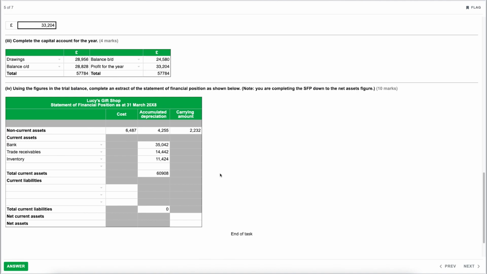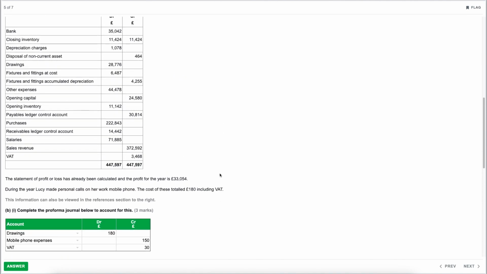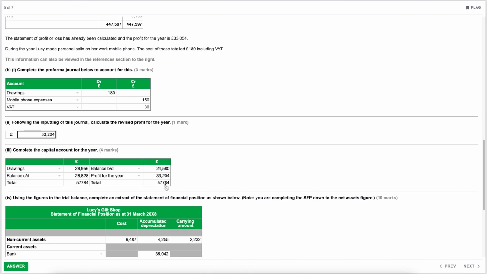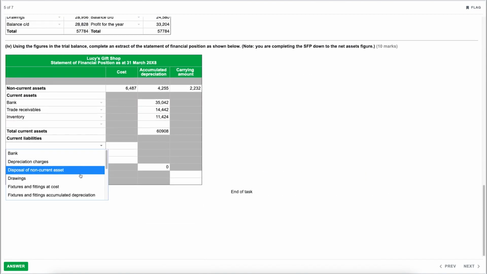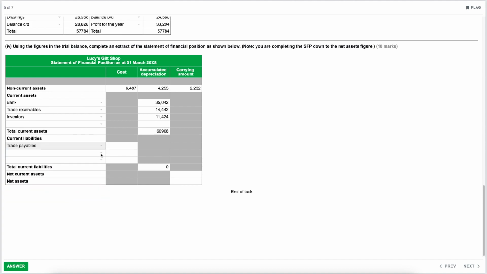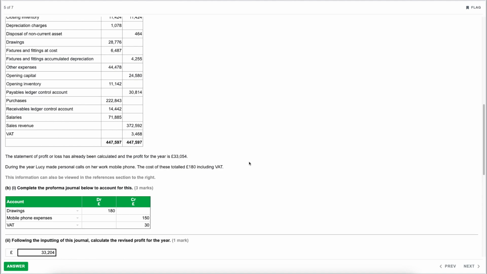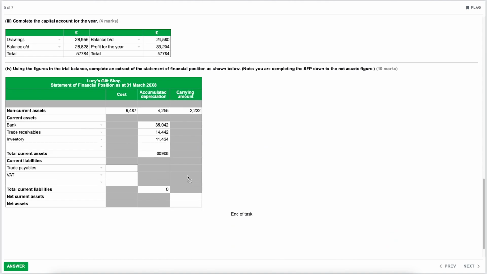We can now move on to our current liabilities. So again, let's see what we've got available to us. So current liabilities wise, we've got payables ledger control account, and we've got VAT. Can't see any accruals in there, so they would be the only 2. So let's enter those in. So we've got trade payables and VAT. So trade payables was 30,814.